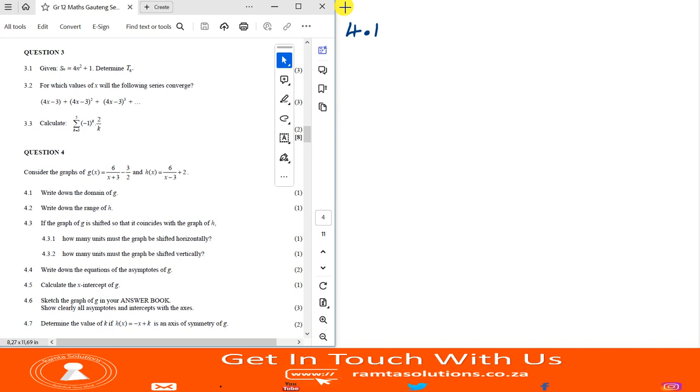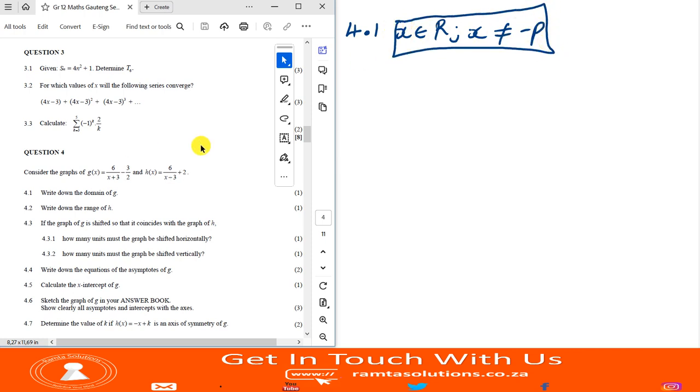In 4.1, they say write down the domain of g. This is g. What domain means is that a hyperbola is valid for all x values, however not at the value which is the asymptote. So x is an element of real numbers, but x is not equal to negative p. This is what you need to know regarding hyperbolas.